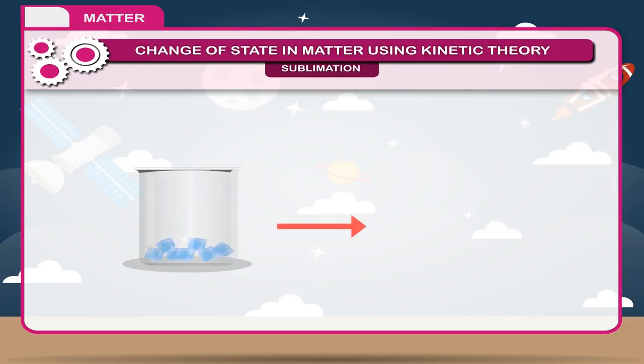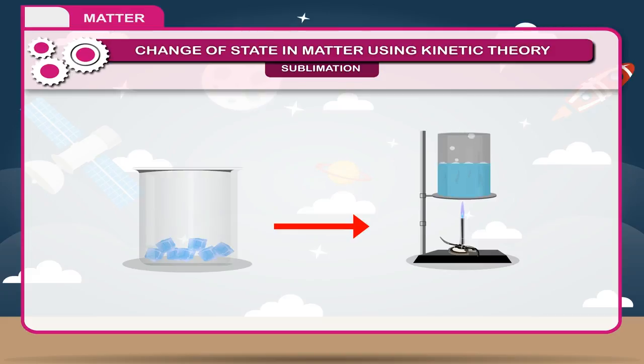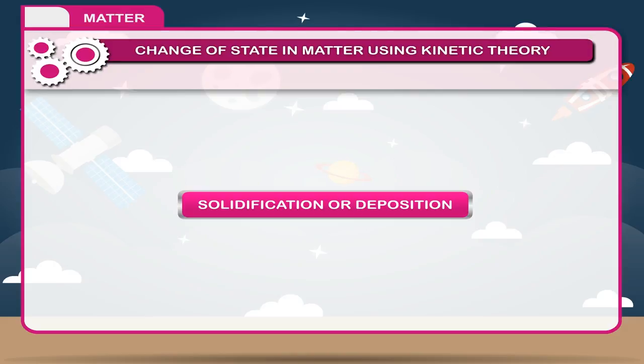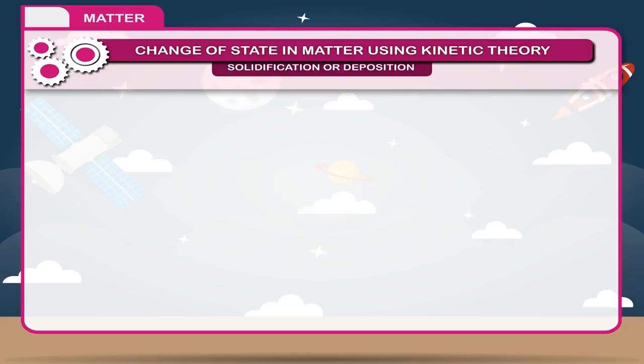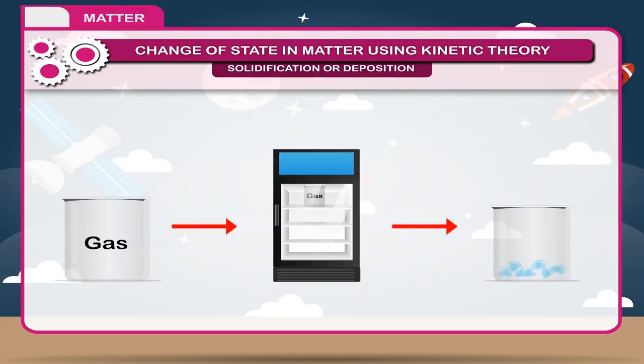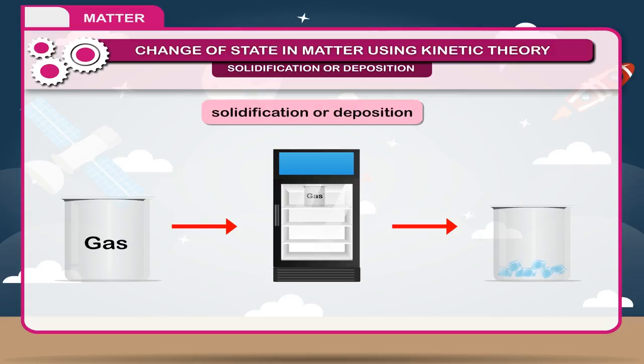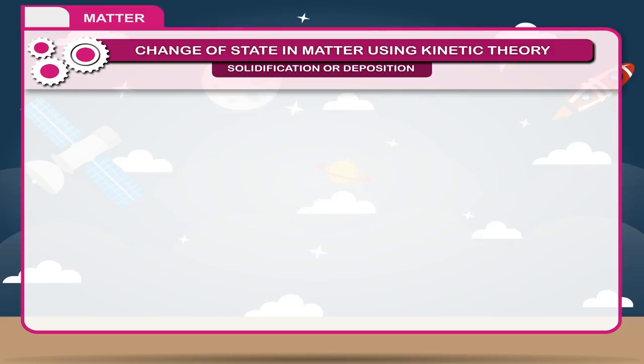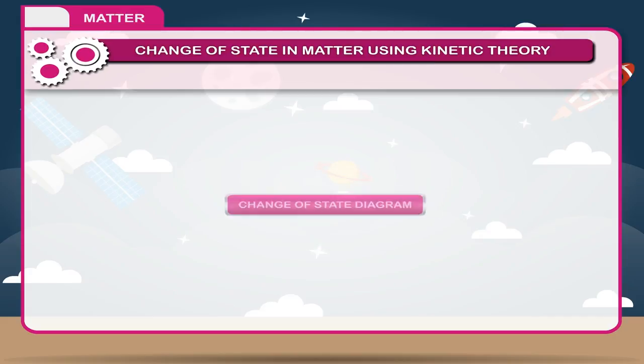Sublimation. The change from solid to gas is called sublimation. Solidification or deposition. The change from gas to solid is called solidification or deposition. Example: in sub-freezing air, water vapor changes directly to ice without first becoming a liquid.